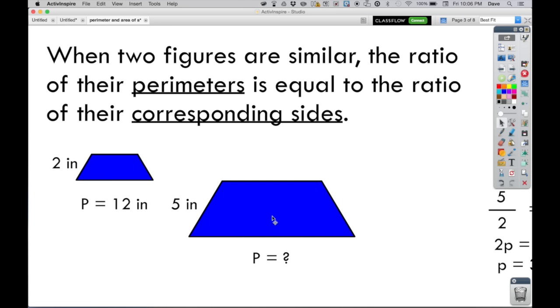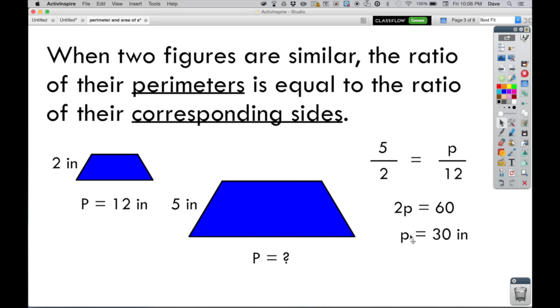So what we do is similar to what we did in the last slide. We first look at the corresponding sides, 5 inches to 2 inches. And then we do the same thing with the perimeters: our unknown perimeter, we'll call it P for our variable, corresponds to the perimeter of 12 inches, so P to 12. If we cross multiply, we get 2P equals 60, divide both sides by 2, we get P equals 30. So the perimeter of this trapezoid is 30 inches, based on the fact that we're looking at similar shapes. All right, now let's move along.